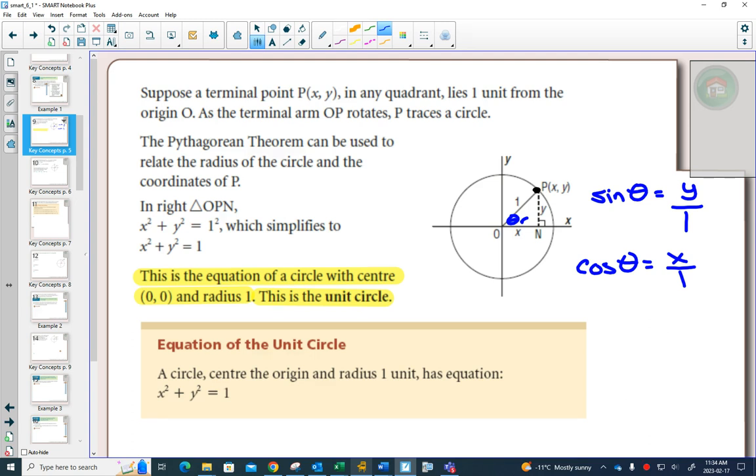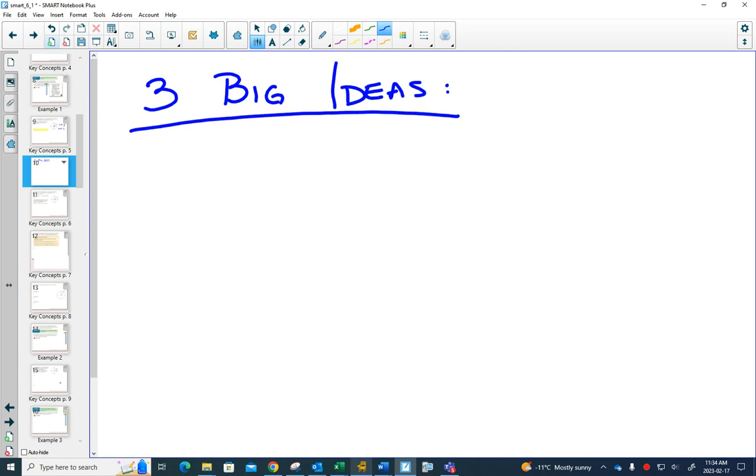And at the bottom of page 470, there's a little bit of space. We're going to get introduced to 3 big ideas for this unit. And they all come from this little circle.